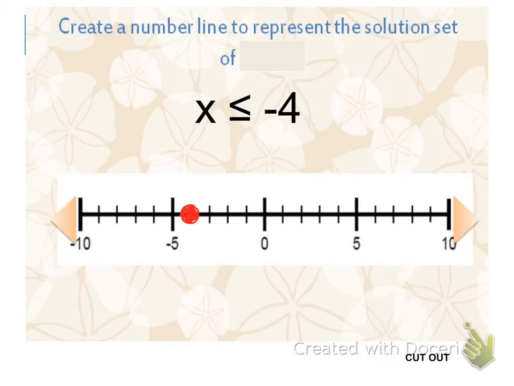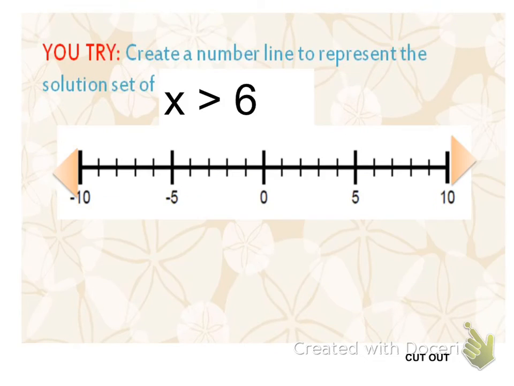And are we going to shade to the right or to the left? To the left. Our arrow here is pointing to the left, so we are going to shade to the left. Draw an arrow at the end. Okay, go ahead and try this one. X is greater than 6. Go ahead and draw it, and we'll talk about it in just a second.